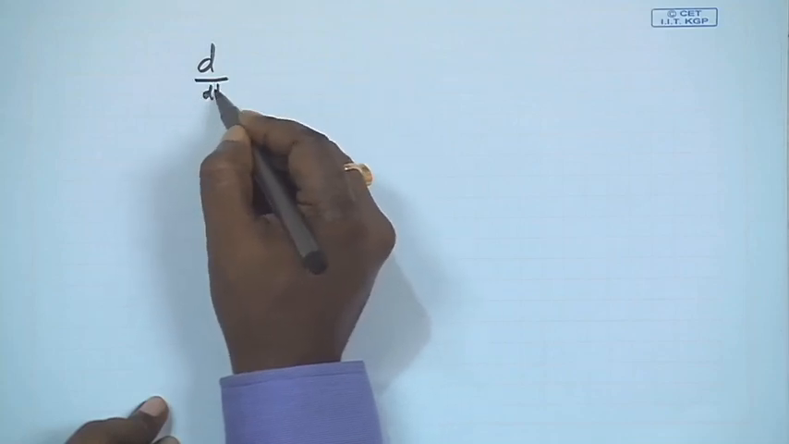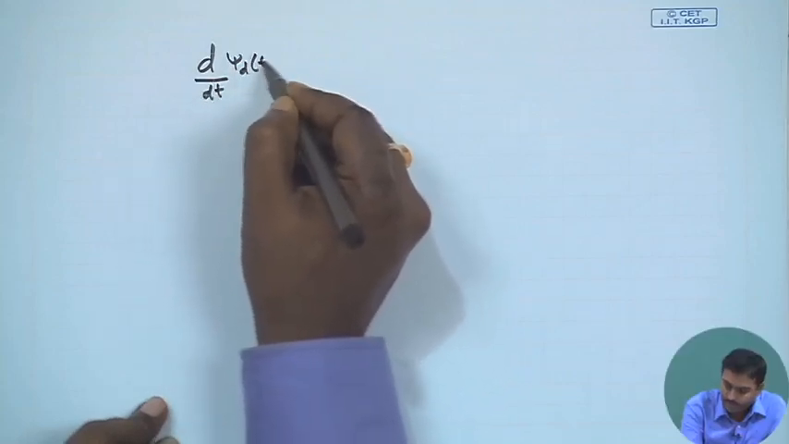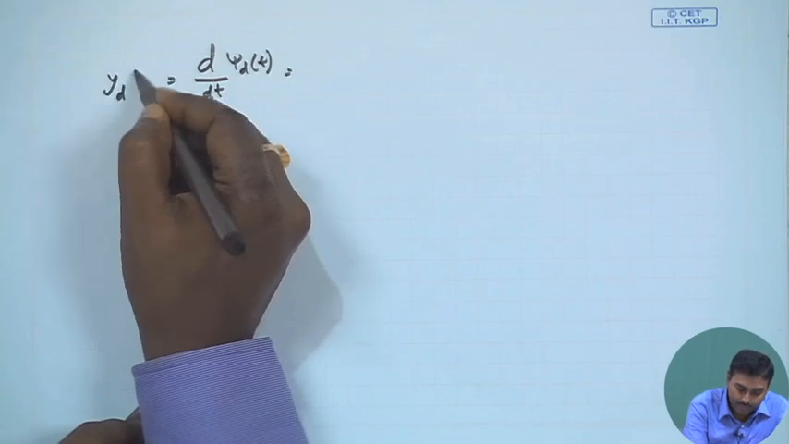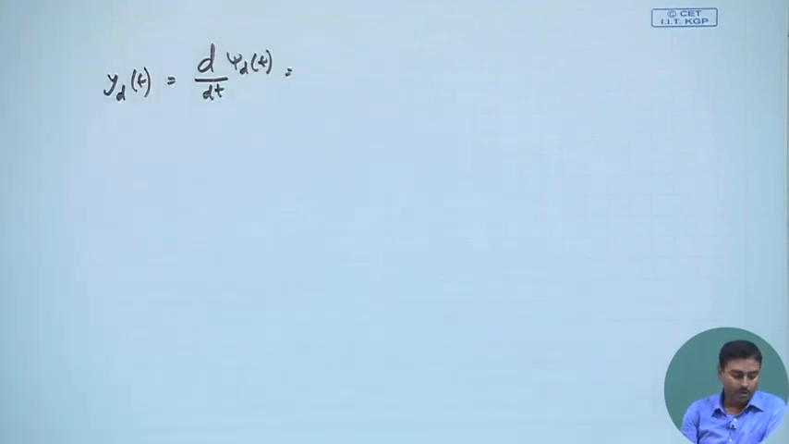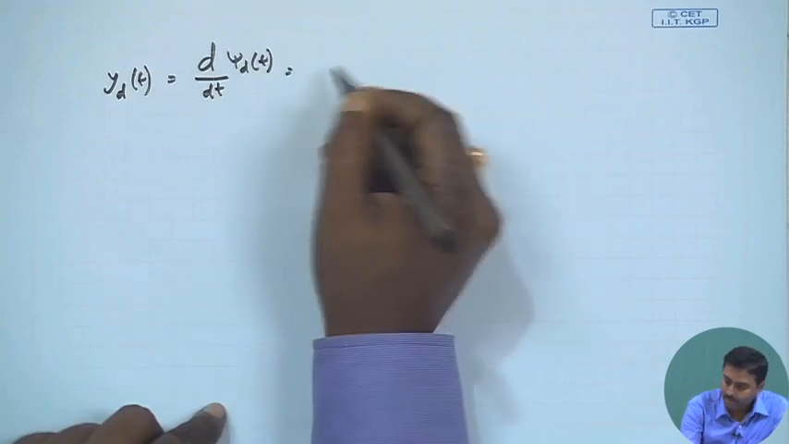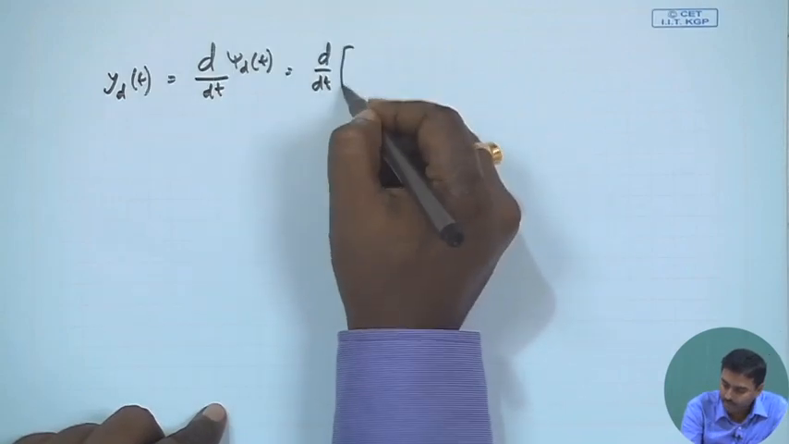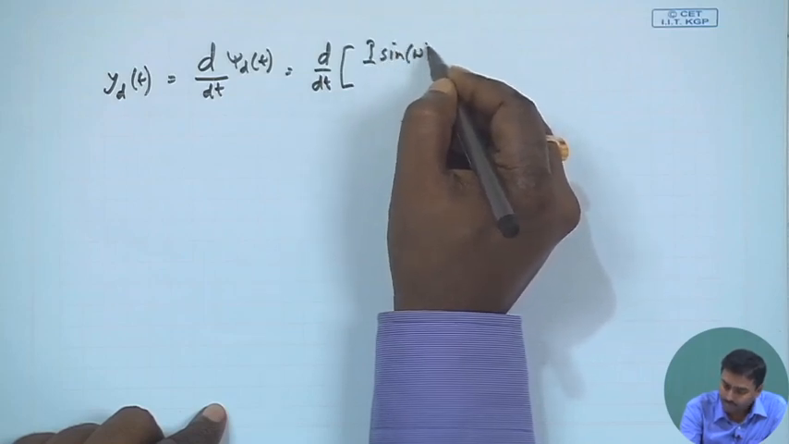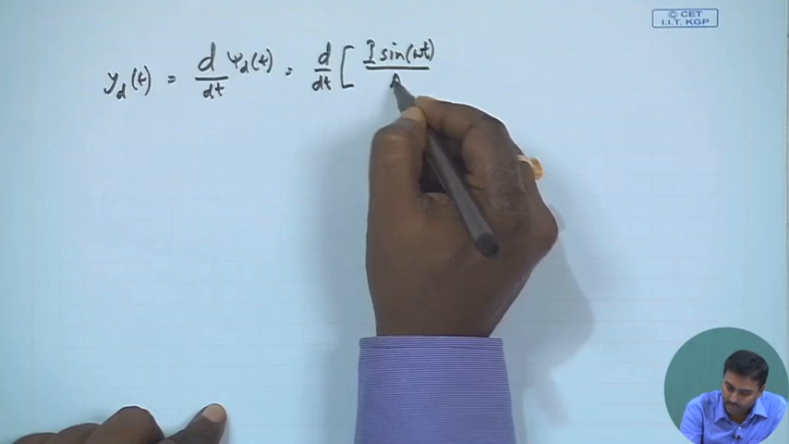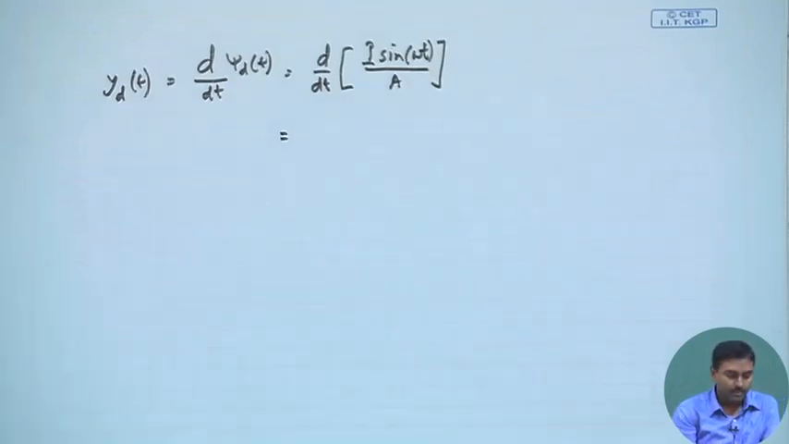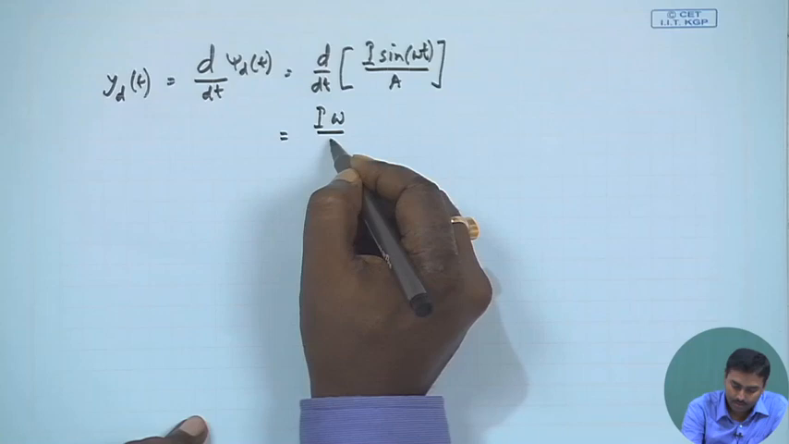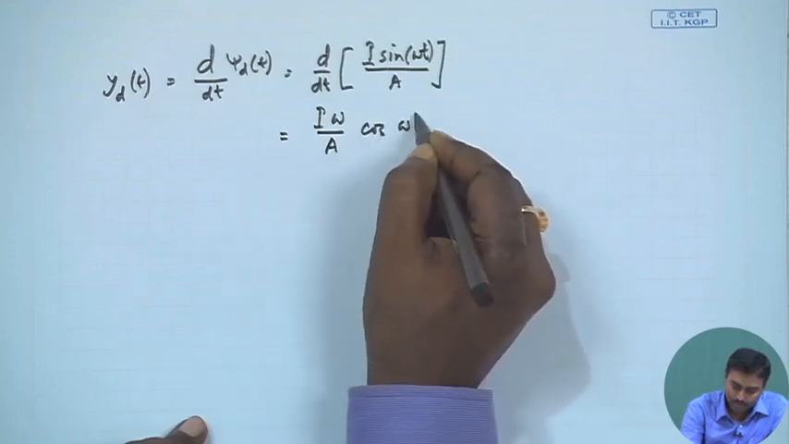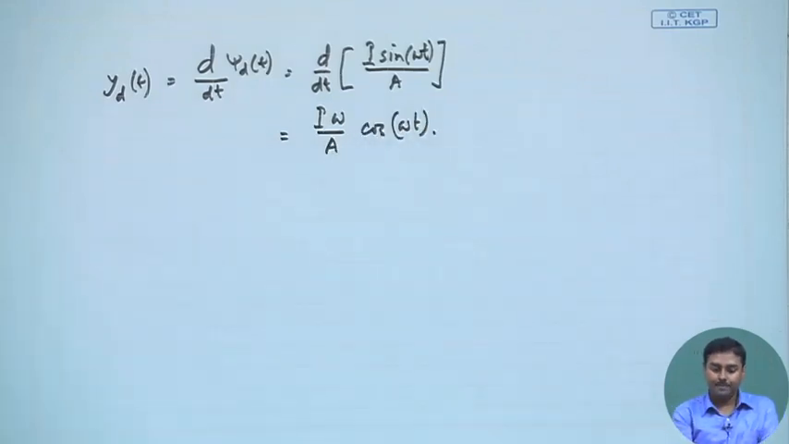Okay. So, what we can say is that d/dt of phi(t), let us call that y(t), must be the demodulated signal. So, d/dt of phi(t), whatever we have calculated, that approximate value I sin omega t divided by A. Okay. If I differentiate it, it will be I omega divided by A cos omega t, right. This is what we get.